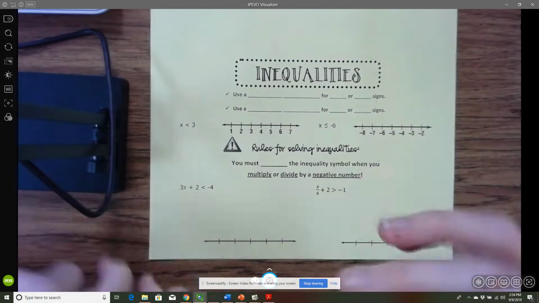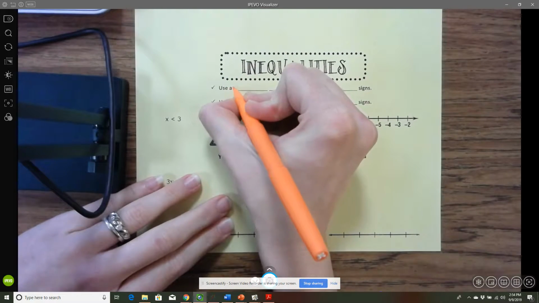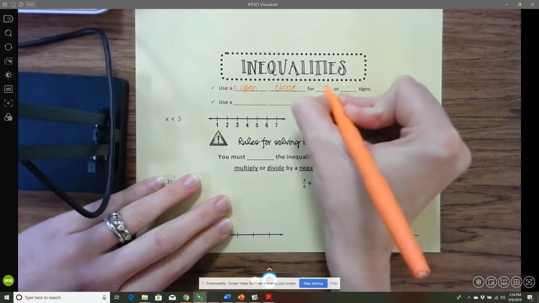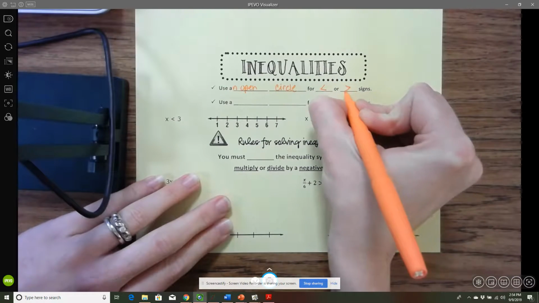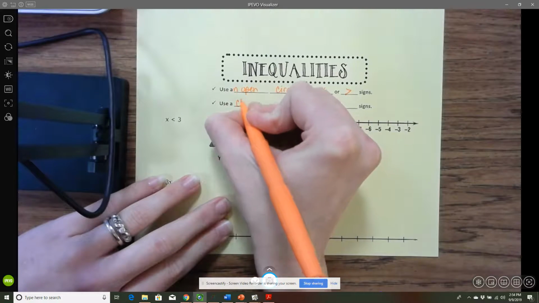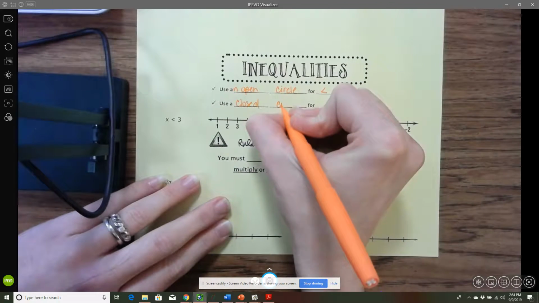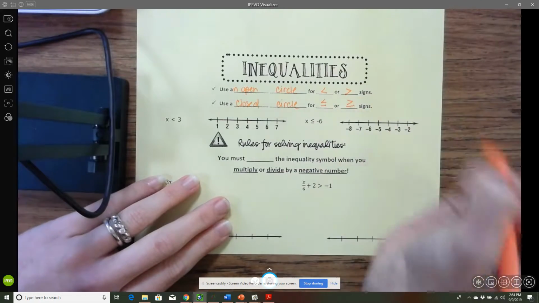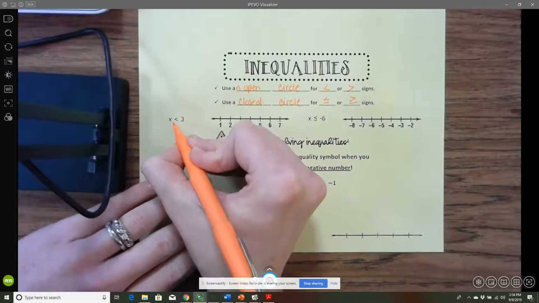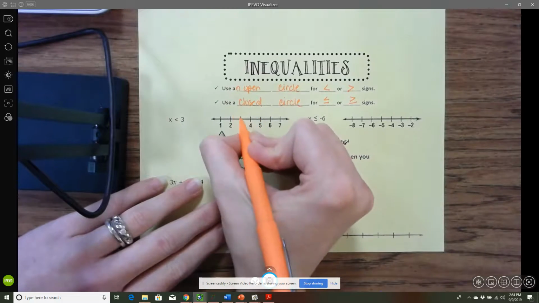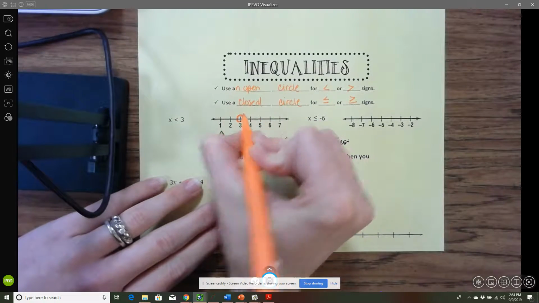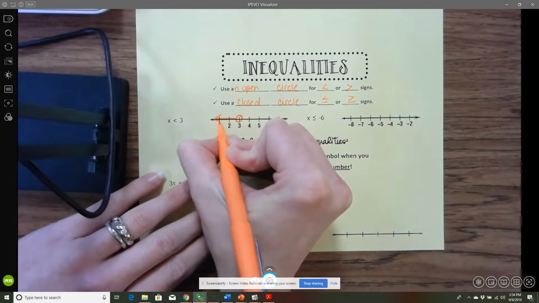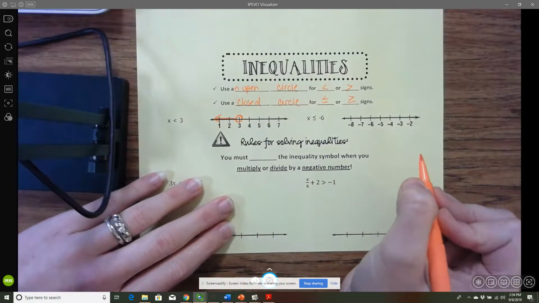So for inequalities, when you graph them, you use an open circle for greater than or less than signs, and you use a closed circle for greater than or equal to or less than or equal to. So if I was going to graph x is less than 3, I would use an open circle. And if x is less than 3, it would be all the numbers less than 3, so the direction of the arrow would be to the left.